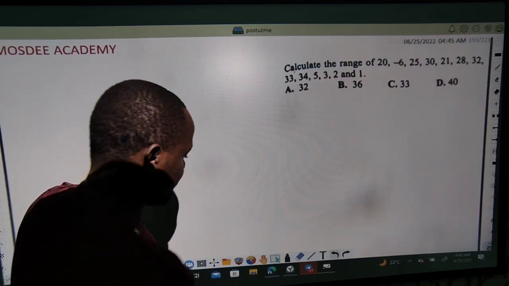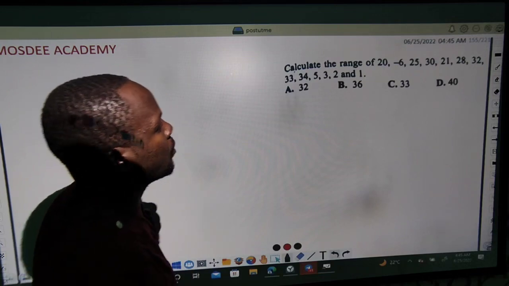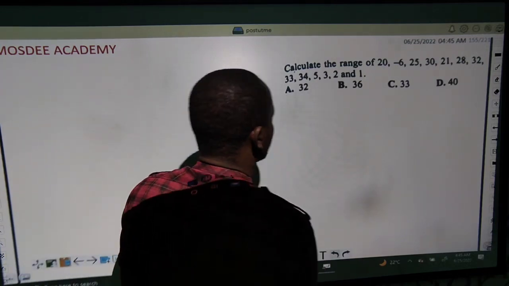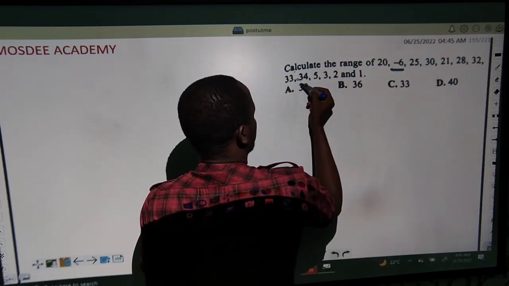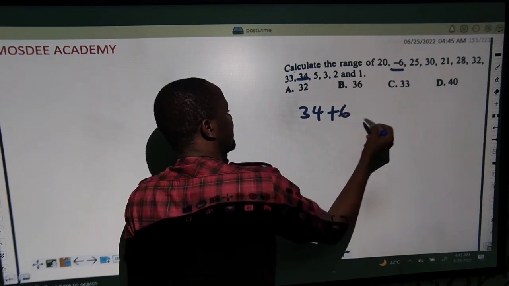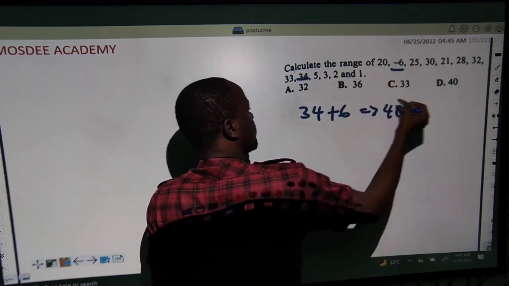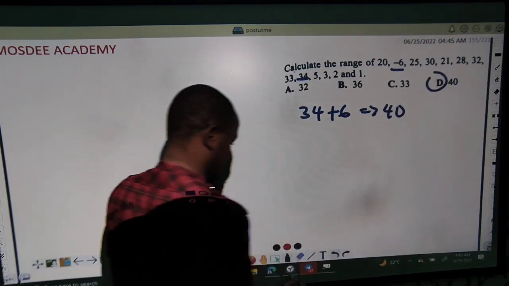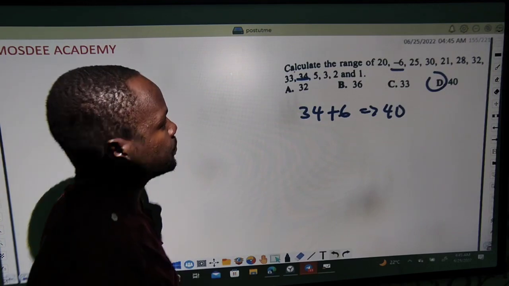Thank you very much. The next question says we should calculate the range of a set of numbers. Speed solution, nothing to waste time on. This is the lowest number. This is the highest number. So 34 plus 6, as range is always highest minus lowest. Minus and minus is plus. And that is why we are taking that. Admin, next please.